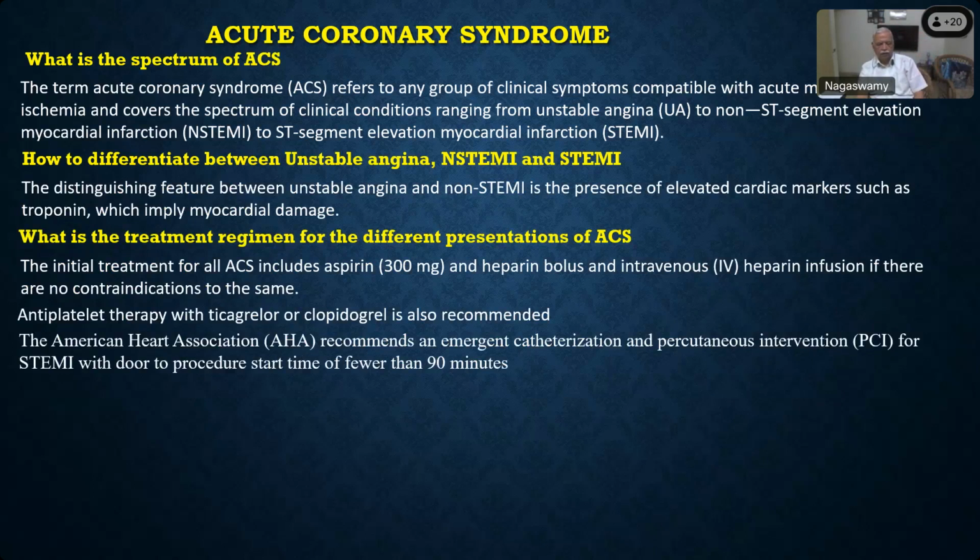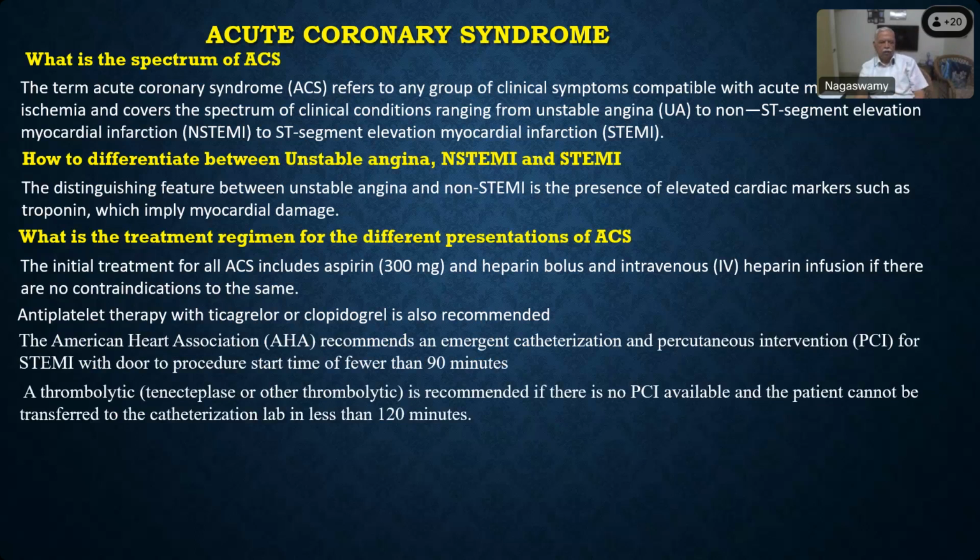So if the patient arrives in the hospital within 90 minutes and all the investigations done show that there is a confirmed ST elevation MI, the ideal treatment is to go for immediate angioplasty or angiostenting. Okay. A thrombolytic therapy is recommended if there is no PCI available. So the first choice nowadays is only to go for percutaneous intervention. If a patient is in a rural area and it is going to take a long time to shift him for the intervention, then you can go for thrombolytic therapy.